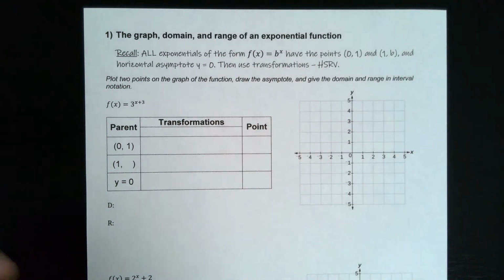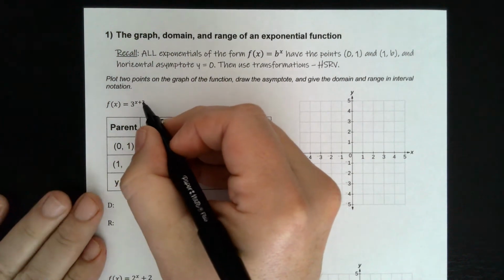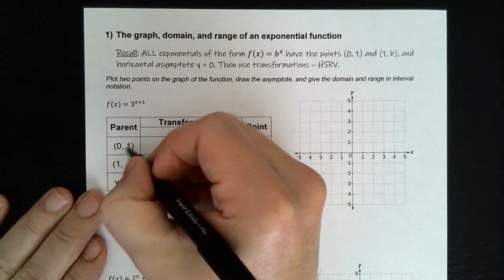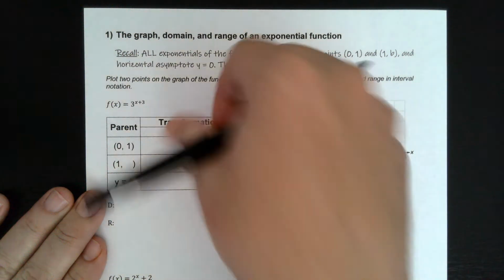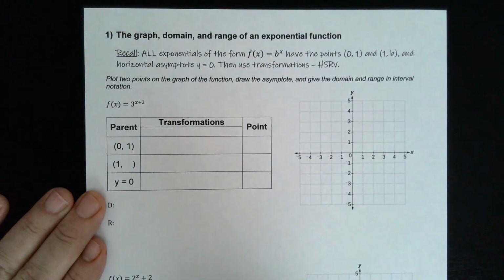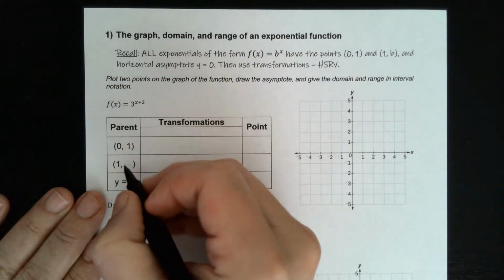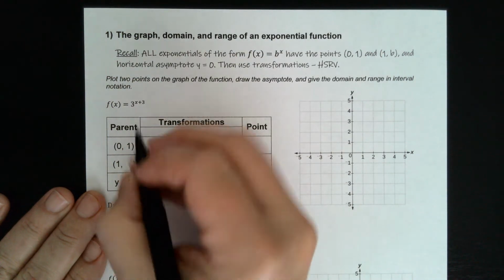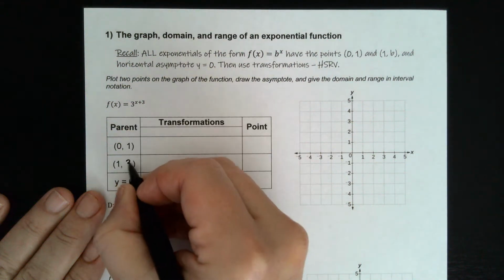Okay, so let's first look at this one here. We've got f of x equals 3 to the x plus 3. The parent function, they gave us (0, 1). The parent function is 3 to the x, right? Without the plus 3. So it's (0, 1). If we put a 1 in there, the base is 3, so it would be (1, 3).